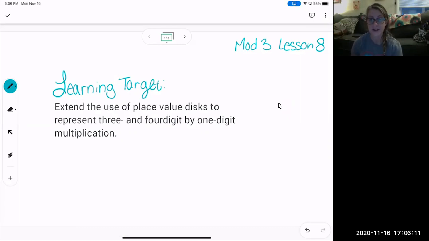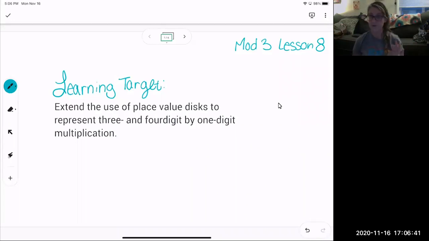Our learning target is to extend the use of place value discs to represent 3 and 4 digit by 1 digit multiplication. So in our last lesson, we did 2 digit by 1 digit multiplication using place value discs and our place value chart. So we're going to take it a step further and we're going to do 3 digit and 4 digit multiplication by 1 digit in our place value chart.